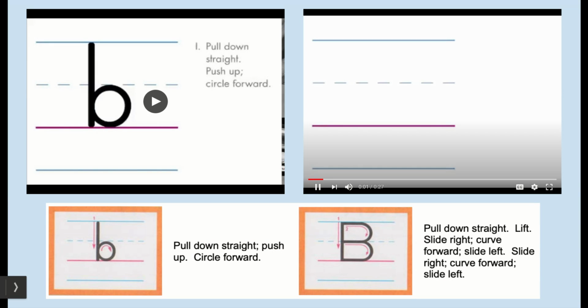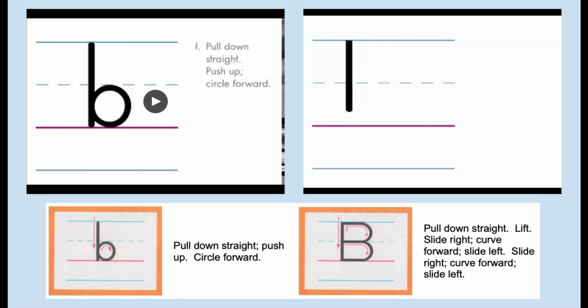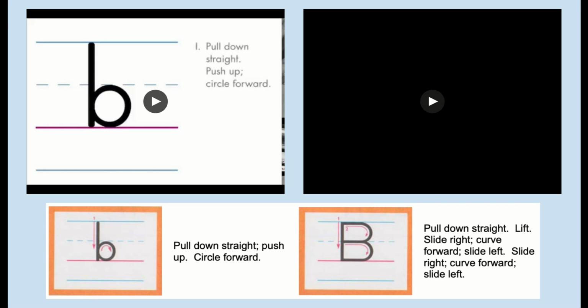Uppercase B. 1. Pull down straight. Lift. 2. Slide right. Curve forward. Slide left. Slide right. Curve forward. Slide left. Uppercase B. All right, pick up your pencil and now let's practice along with the video.